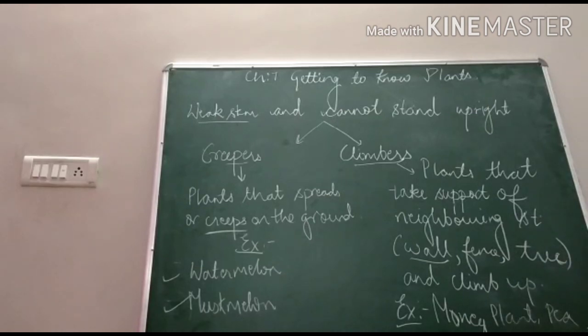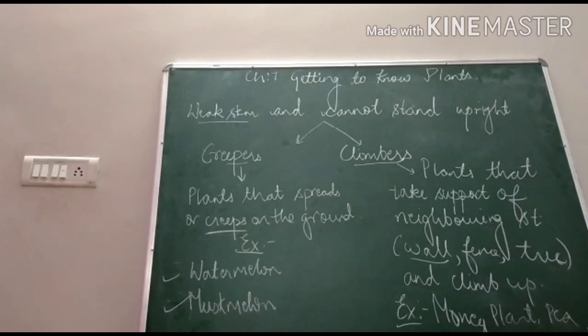So, talking about the creepers. What are creepers? Creepers are the plants that spread or creep on the ground. Examples will be your watermelon, muskmelon. Now, climbers are the plants that take support of a neighboring structure. Examples of neighboring structures will be your wall, fence, tree, and they climb up. Examples of climbers will be your money plant, pea plant, and bitter gourd. Bitter gourd is your Karela. Karela is also an example of climbers. Bottle gourd, that is your Loki, is also an example of climbers.